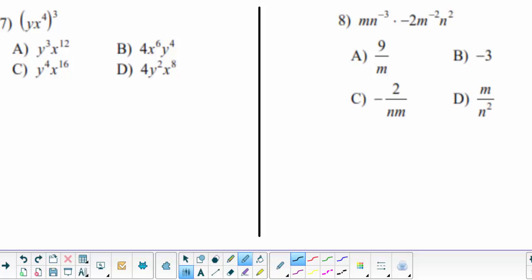So now with this one, we have more than just to the first power on that x. So what we have to do is we have to multiply. So we have 2 powers in a row, we multiply. So we'd have y to the third and x to the 12th. We multiply. All right, simplify 8.